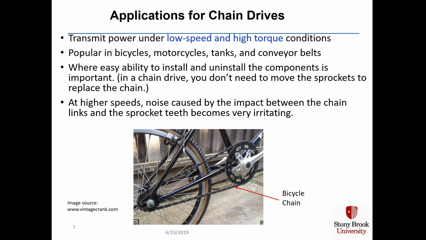Chain drives transmit power under low speed and high torque, basically the opposite of V-belt drives. And as you know from riding a bicycle, you have one, and you also see them on motorcycles and tanks and all kinds of conveyor belts. They're easy to install and uninstall, and you don't need to move the sprockets to replace the chain. But at very high speeds, noise caused by impact between the chain links and the sprocket teeth becomes very irritating.